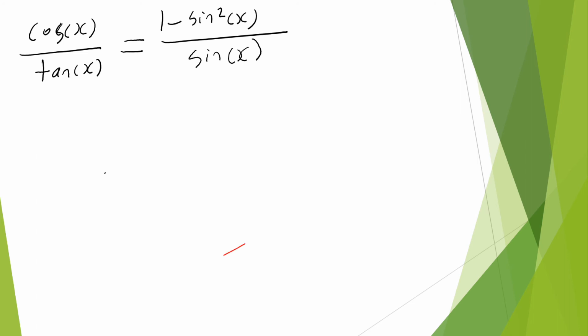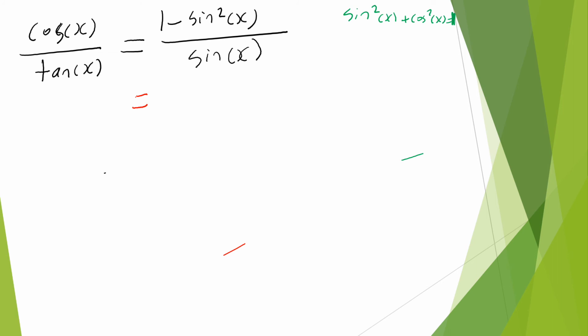Now simplifying this, because I have cosine in here, I try to get a cosine in here, and the only way you can get a cosine in here is by replacing sine square x using the identity cosine square x plus sine square x equals 1. So that's the identity that I'm going to use. Rearranging this identity means sine square can be written as 1 minus cosine square.